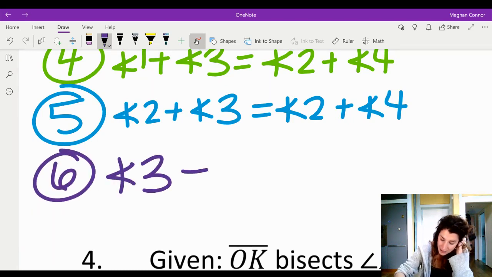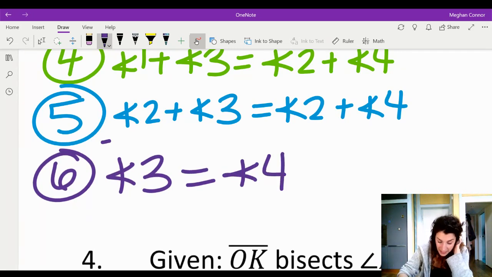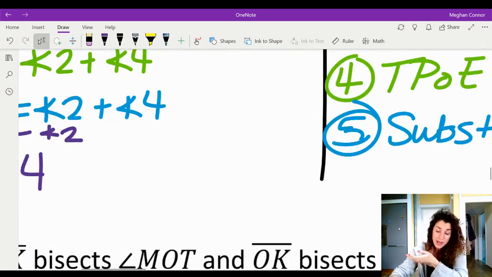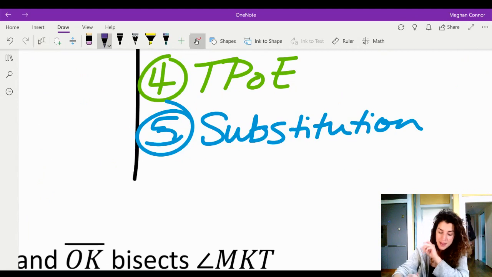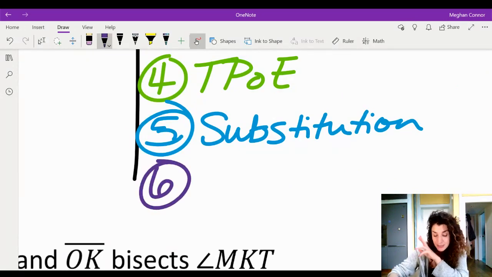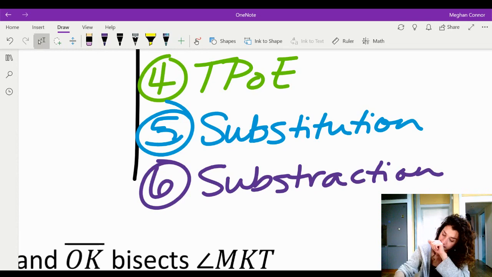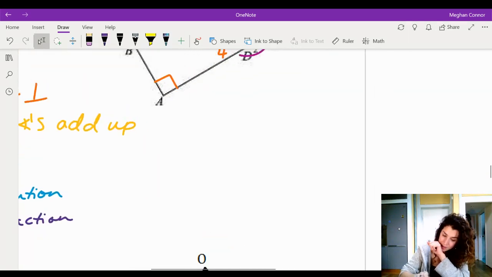Next, I get to say that angle 3 equals angle 4. If you wanted to show the math of like, hey, minus angle 2, minus angle 2, you could. It's not needed because the reason why you don't need to show the math is because you're explaining the math. That is because I used subtraction. Okay, now I've said those guys are equal.